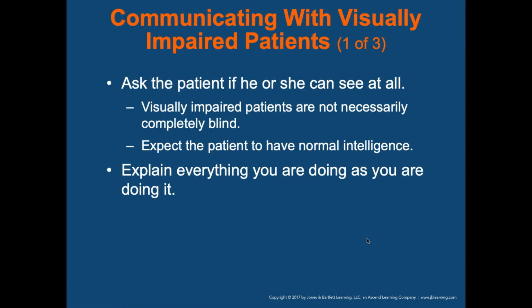Ask the patient if he or she can see it at all. Visually impaired patients are not necessarily completely blind. They may just have a hard time seeing. Expect the patient to have normal intelligence. Do not treat them like anybody else. Everything needs to be treated the same.